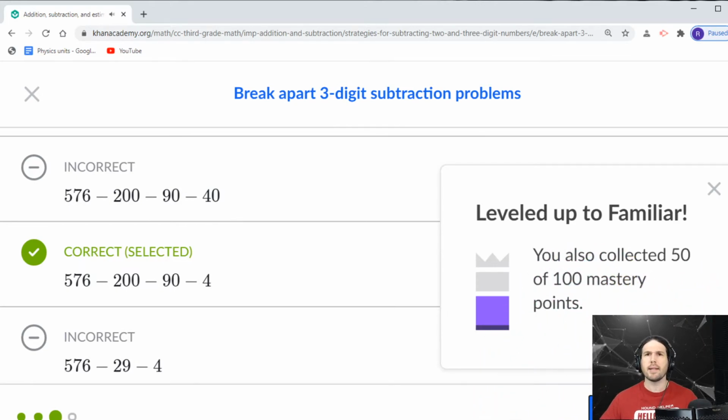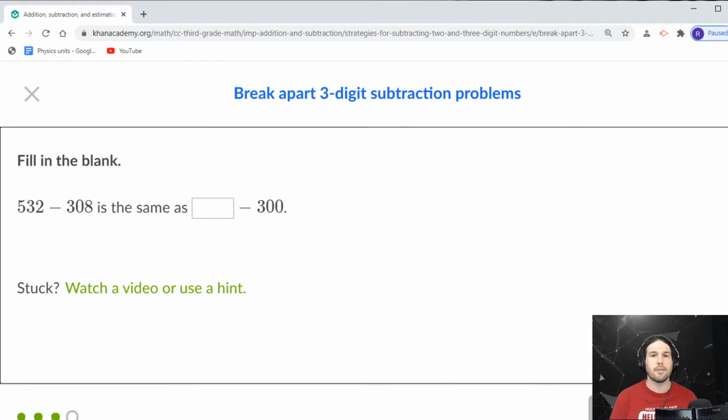Is that always the best way to go? Well, no. We've got lots and lots of different tools here, right? Sometimes estimation is the best thing to use. Sometimes carrying is the best thing to use. Sometimes a calculator is the best thing to use. There's lots and lots of different possibilities.